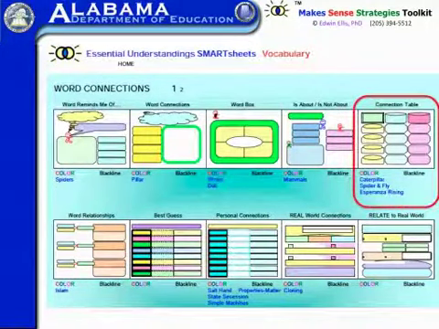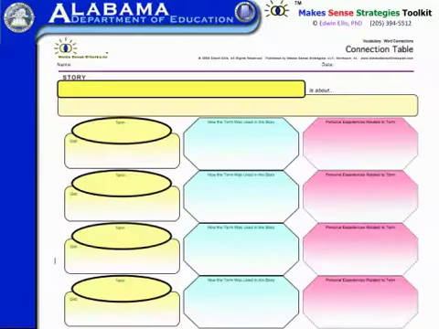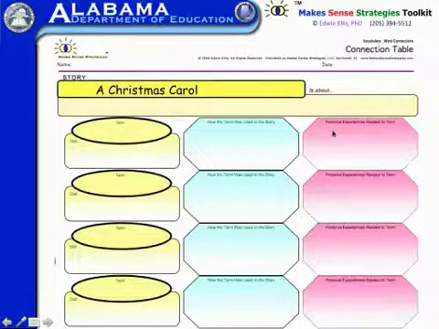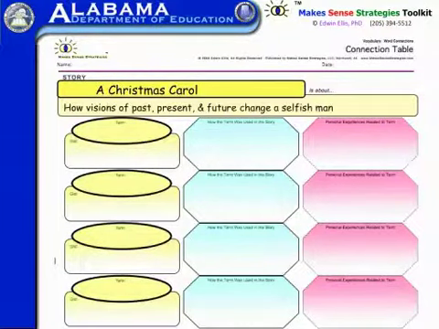Also on word connections, this is another one of my favorites for literature. It's called a connection table. You have a story and the gist of what the story's about. Then you have terms from the story and the gist or definition of what those terms mean. Then how the term was actually used in the story, and what's a personal experience related to that term. For an example, let's say we're doing A Christmas Carol, which is about how visions of past, present, and future change a selfish man.